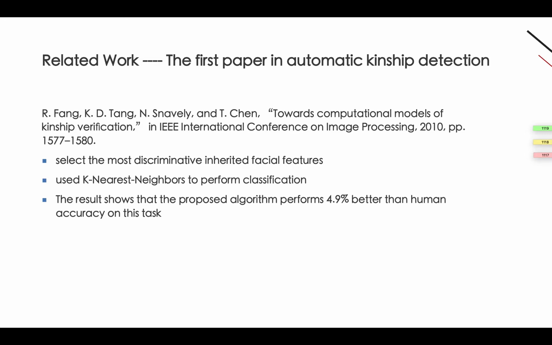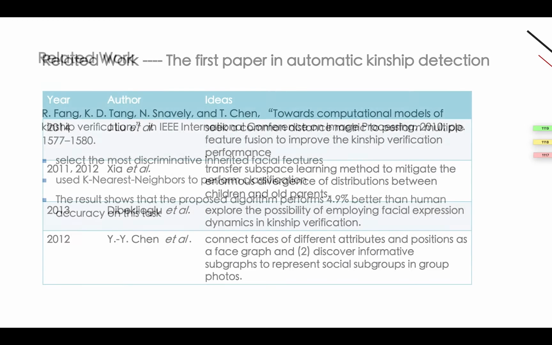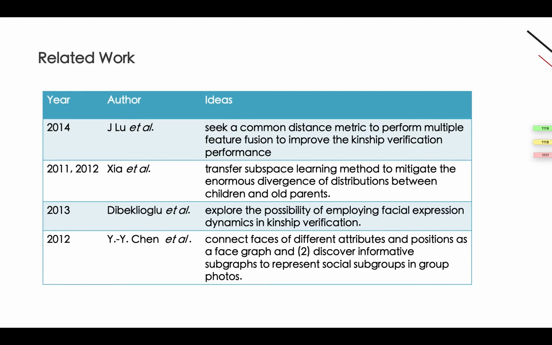For example, the first paper on automatic kinship detection was published by R. Fong in 2010. They select the most discriminative inherited facial features and use KNN to perform classification. The result shows that the proposed algorithm performs 4.9% better than human accuracy on this task. And this table shows scientists' parallel work in this field.